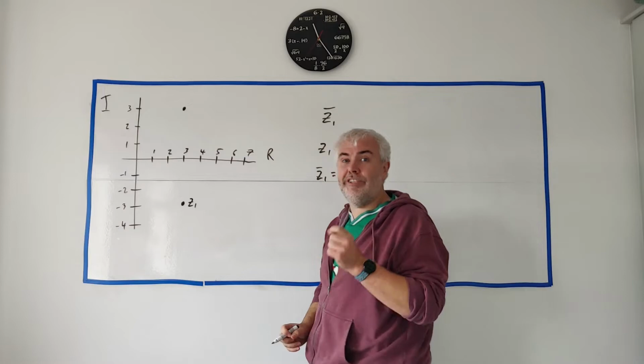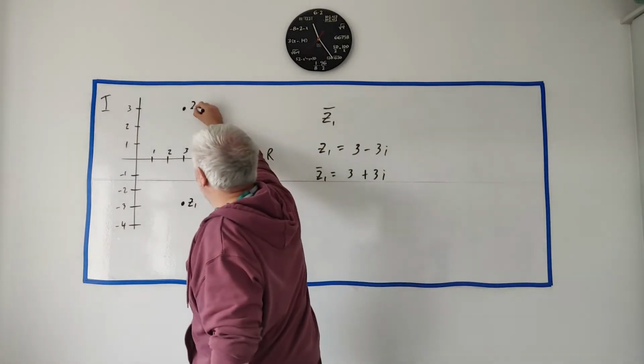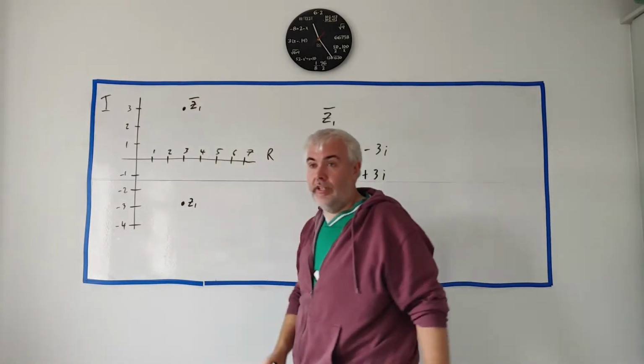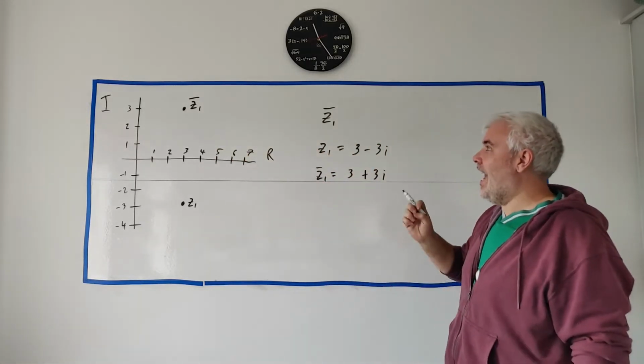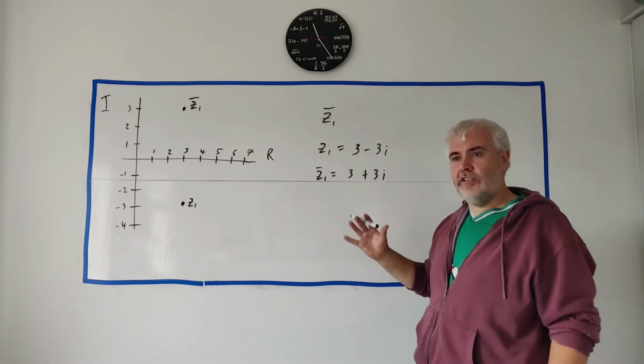They also ask you to label it. So they want you to put Z1 conjugate there. You will lose a mark for not writing that. They asked you to plot it and label it. Okay, so that's part 1.